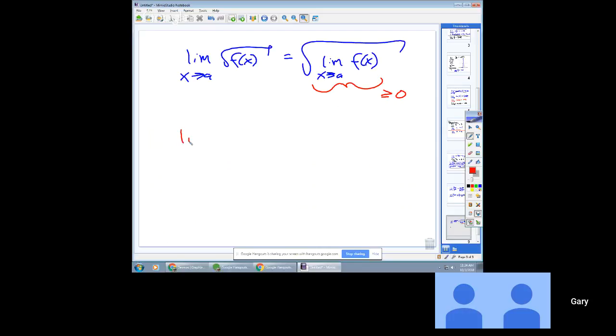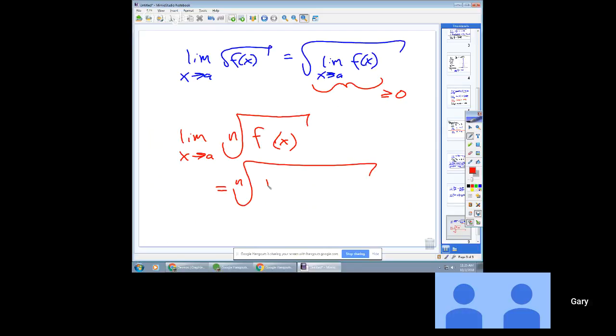So we can generalize this and say as x approaches a, if we take any root of a function, oops, get ahead of myself, combining two parts of the function. And that's going to be equal to the nth root. We can slide that limit inside. If it's an even root, we've got to worry about negatives. If it's an odd root, negatives aren't a problem. Right? And that's something we're used to from our previous life in algebra.